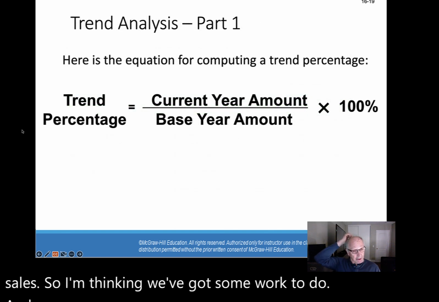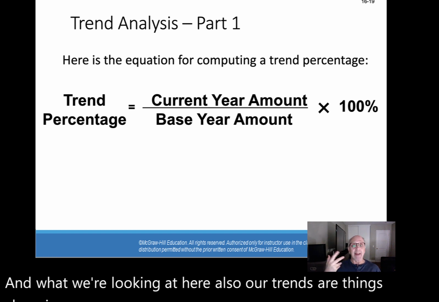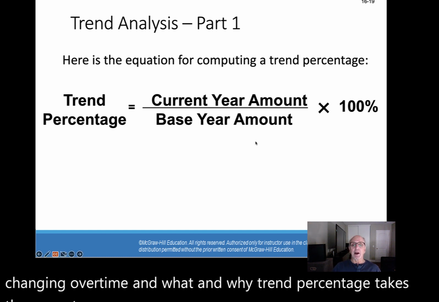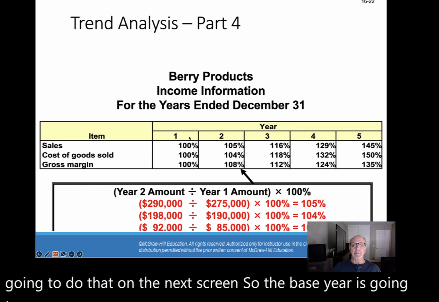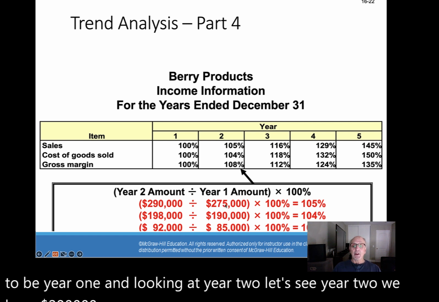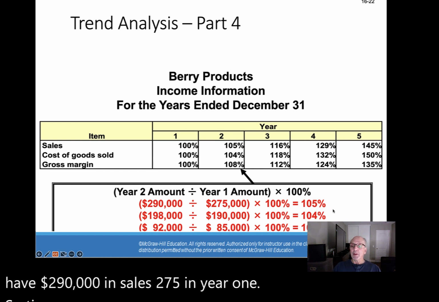And what we're looking at here also are trends. Are things changing over time, and what and why? Trend percentage takes the current year amount divided by a base year. And we're going to do that on the next screen. So the base year is going to be year 1. And looking at year 2, we have $290,000 in sales, $275,000 in year 1. So times 100%. So we have 105% in year 2 of sales, meaning it went up 5%.